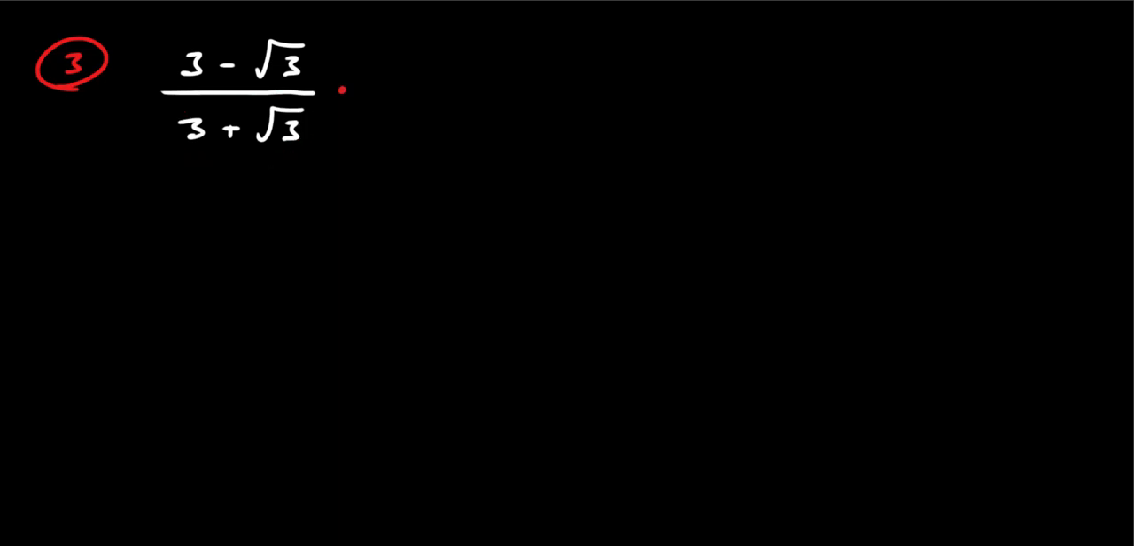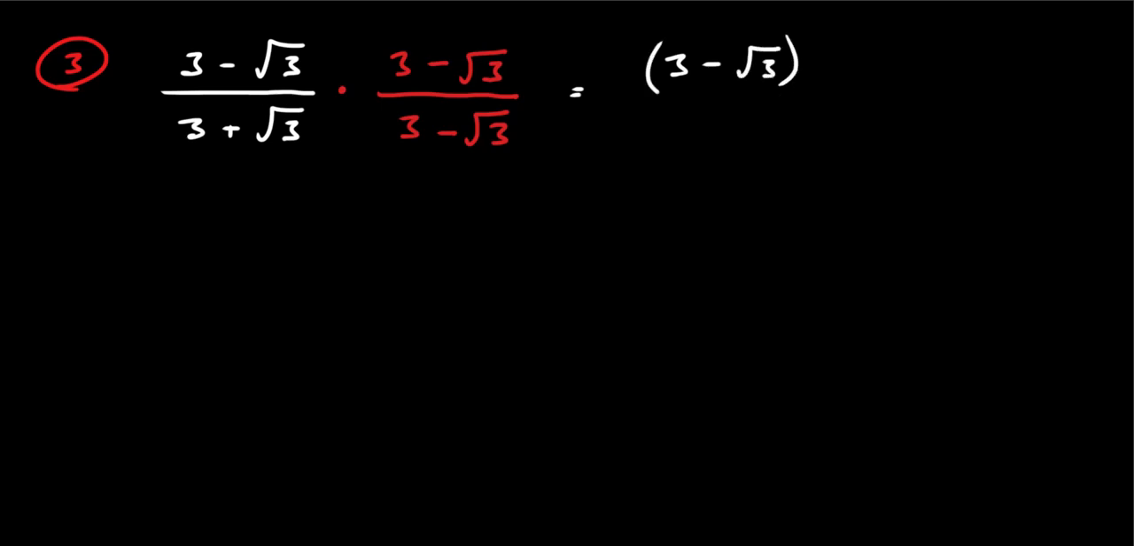So we're going to multiply by 3 minus the square root of 3 over 3 minus the square root of 3. So that's going to be equal to, again, a fraction times a fraction. So what we do is multiply the top, just going to put it in brackets, multiply by the top, which is 3 minus the square root of 3.